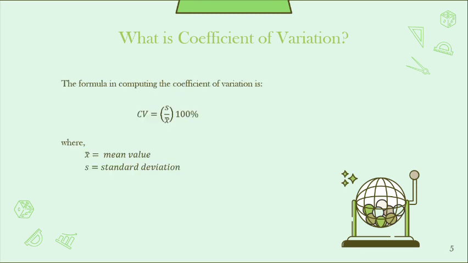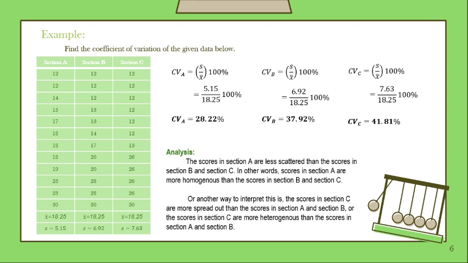So the formula in computing the coefficient of variation is: coefficient of variation is equal to standard deviation over the mean value times 100%. Now let's have an example. Find the coefficient of variation of the given data below. Merong tatlong section dito, section A, section B, section C, and ito yung mga scores ng students. And dito sa baba, ito yung mean.